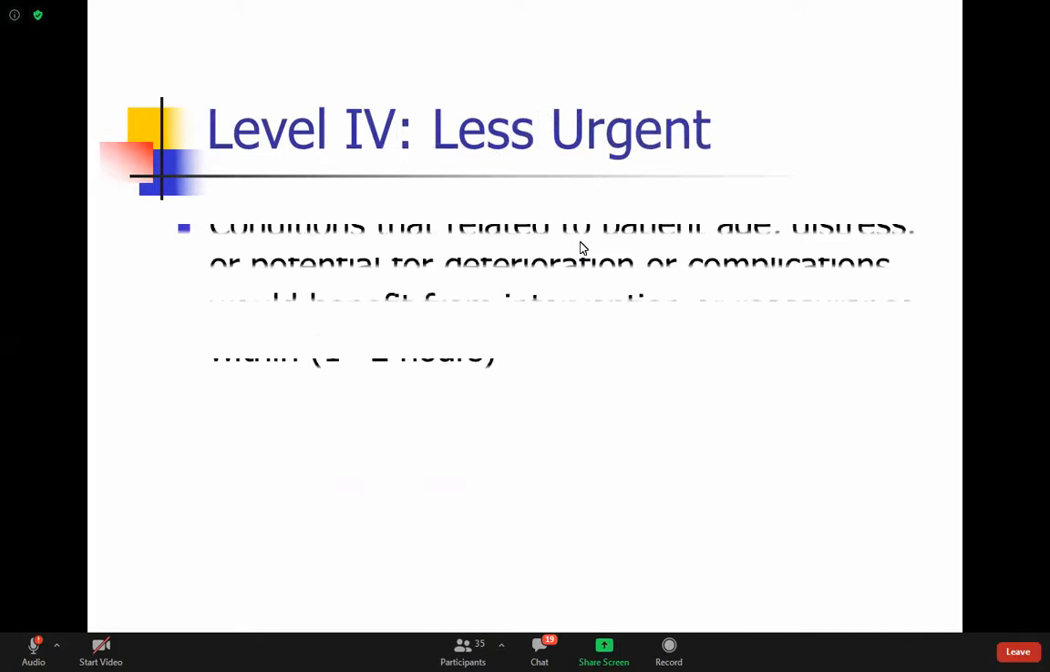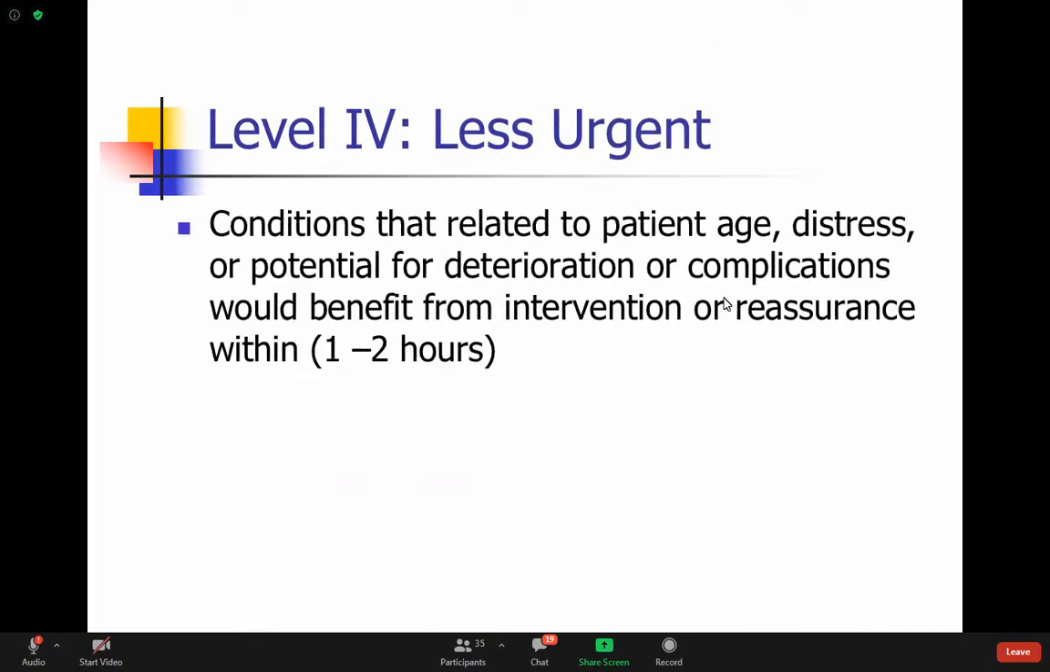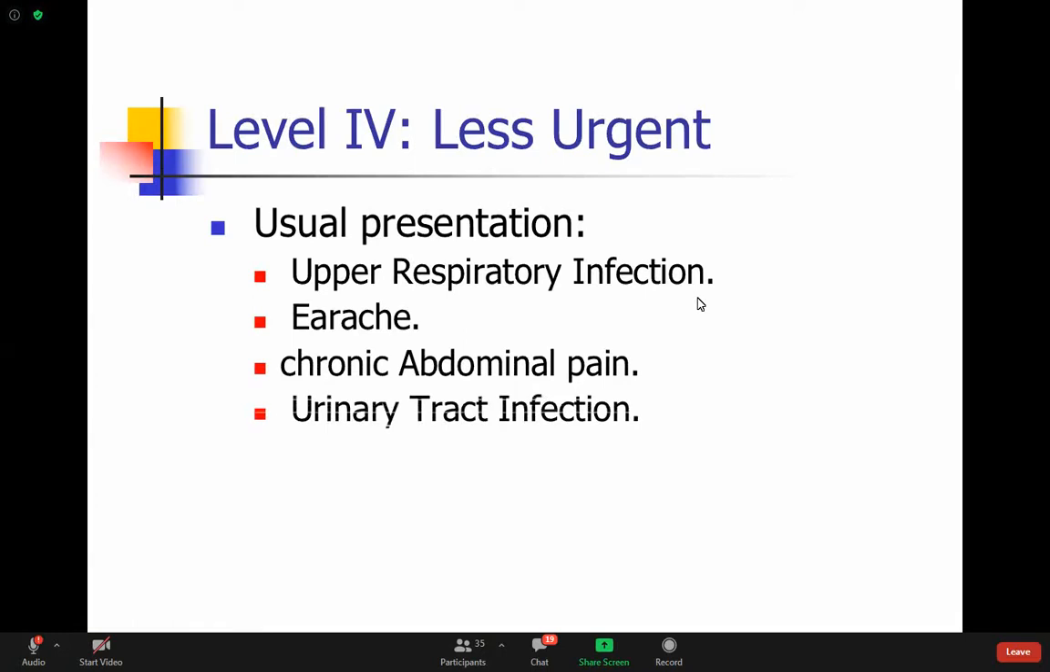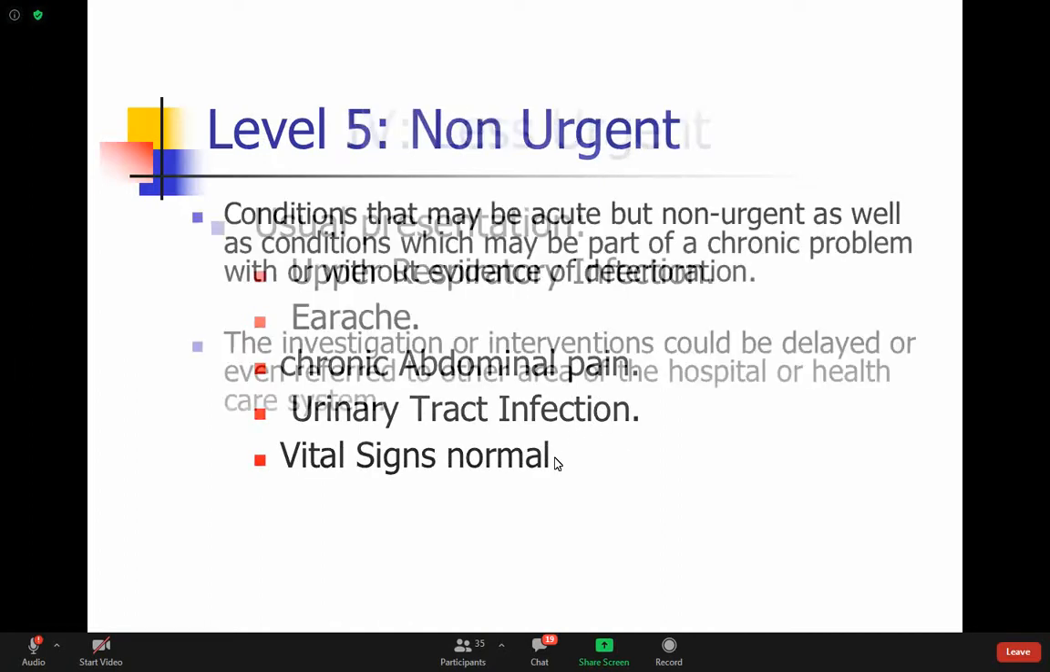Level 4: conditions that relate to the patient's age, distress, or potential for deterioration or complications would benefit from intervention or reassurance within 2 hours. So it's not that serious. Usual presentation: upper respiratory tract infection, earache, chronic abdominal pain, chronic meaning abdominal pain for 1 month or 2 months, urinary tract infection, vital signs normal, and so on.